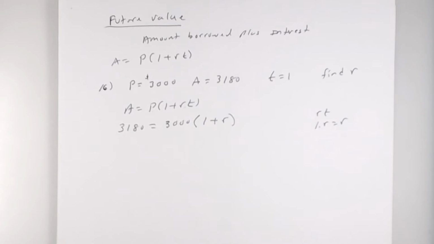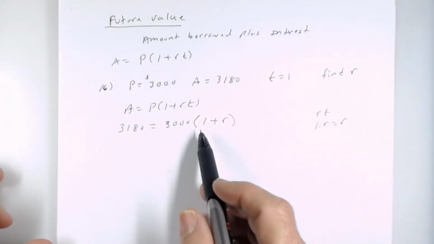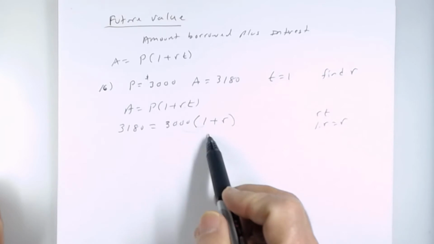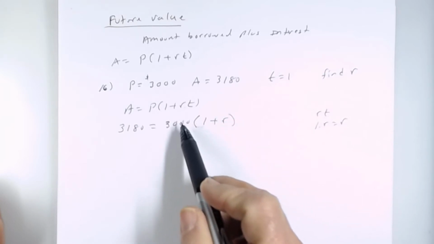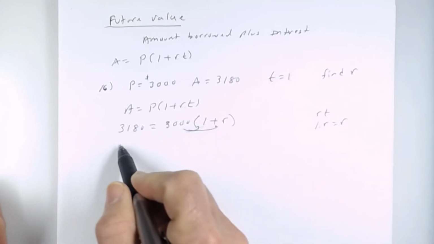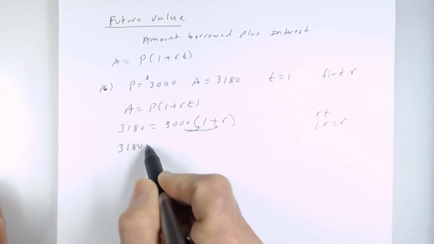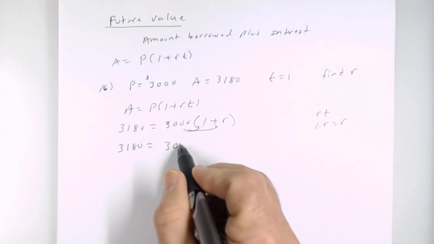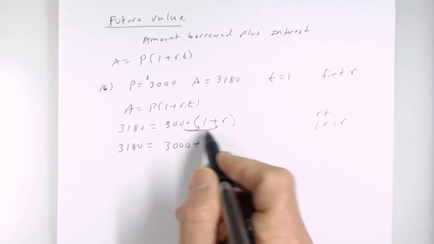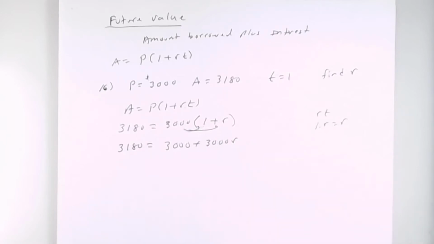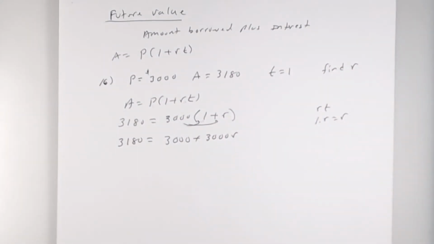Now, one of the things you learned in a previous course was the idea of distributive property. So I'm going to distribute this because remember this says whatever's inside the parentheses I've got to multiply by 3,000. So I'm going to use the distributive property. So this becomes 3,180 equals, what's 3,000 times 1? 3,000. Plus, and what's 3,000 times R? 3,000R. All right, so that's where I'm at. So I used the distributive property.